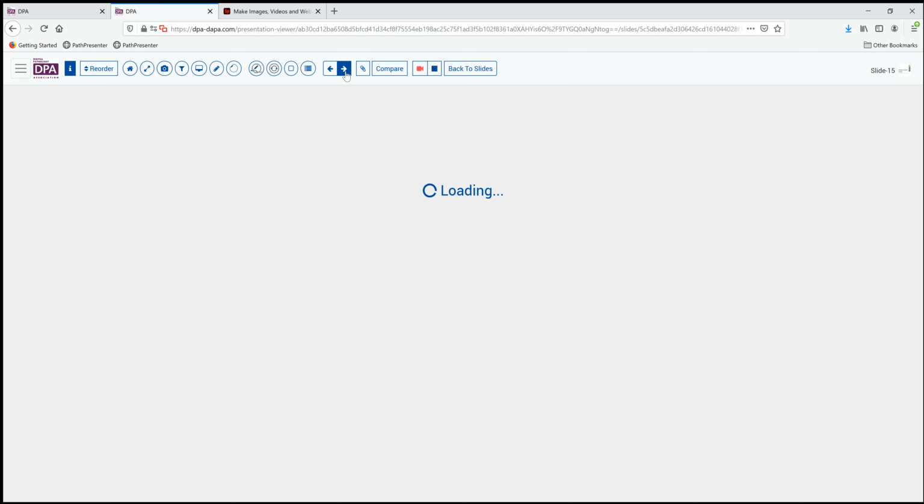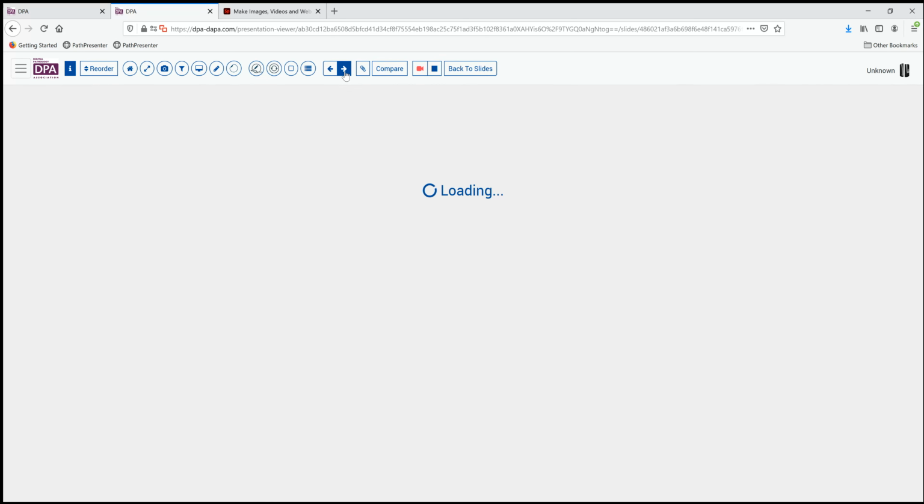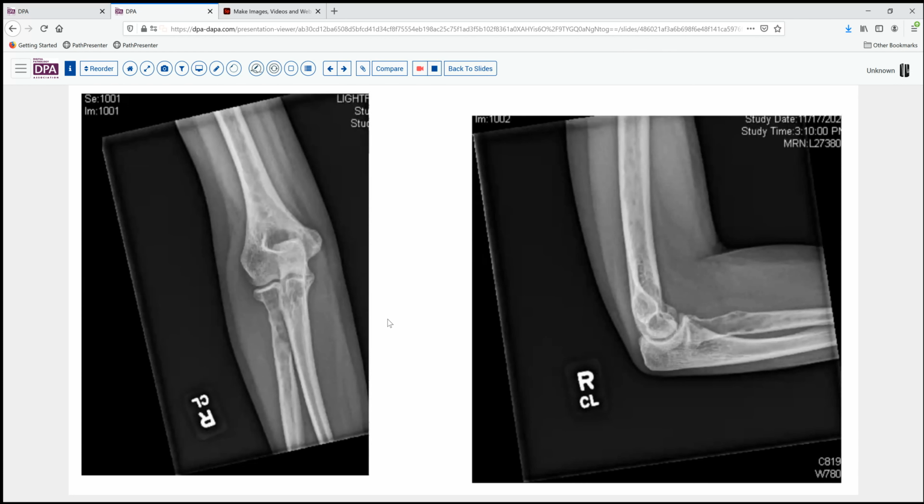Our case today comes from the realm of orthopedic pathology. It's a 32-year-old woman. She's experienced a little bit of pain and loss of motion in her elbow. And so she comes for evaluation at the clinic and a plain x-ray is obtained.